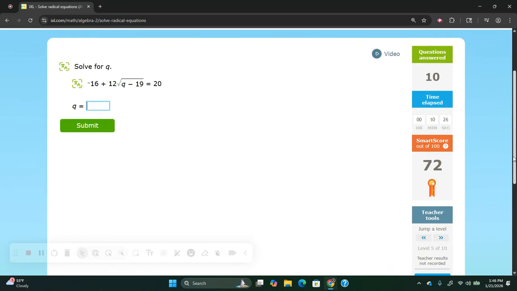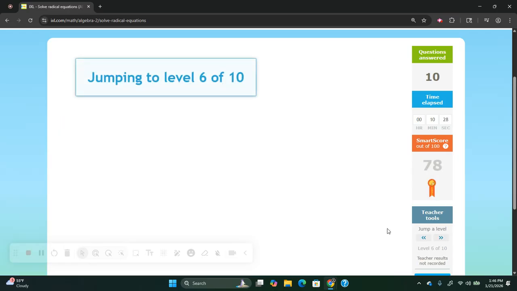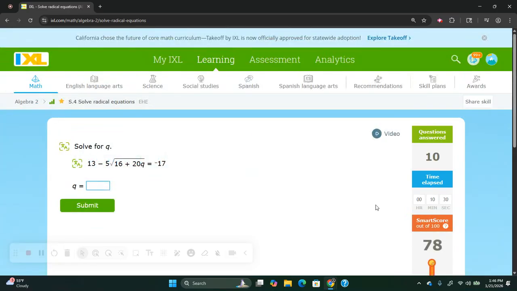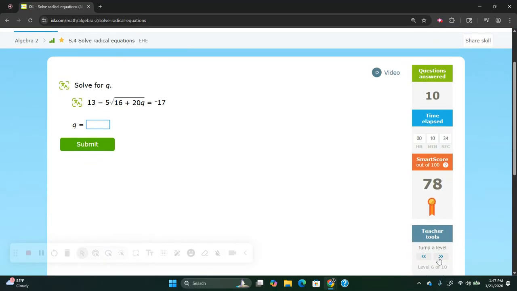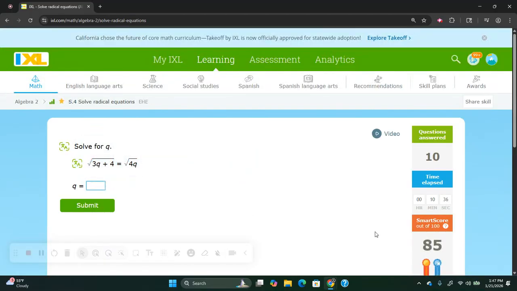Let's go to the next level. Here we go. Very similar. So let me maybe I try one more level. Okay, now you got the square root on both sides. So this is quite easy. I just power 2 on both sides. Okay, so you can see both sides the square root and power 2 cancel out.